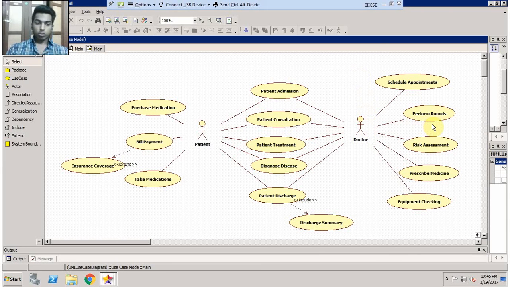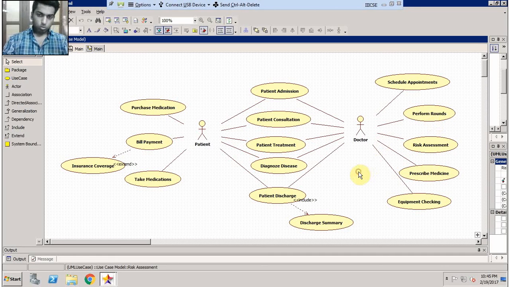Then another one is to perform rounds. Performing rounds is basically done to inspect the ward to know what is going on and to keep track of everything. The risk assessment is to assess the risk involved in operations or procedures that are being handled. Then prescribing medicines to the patient. Another one is equipment checking before an operation or in a patient monitoring scenario. The doctor has to make sure the equipment is working well, and yeah, that is all.